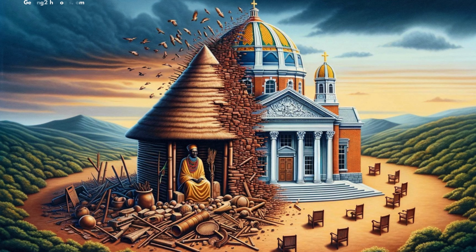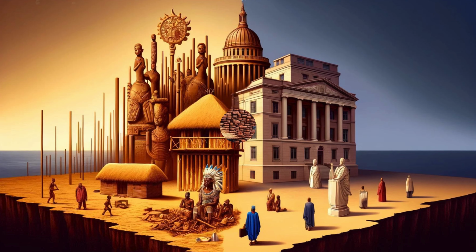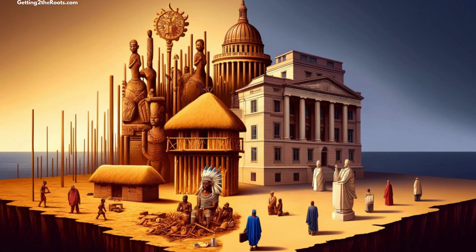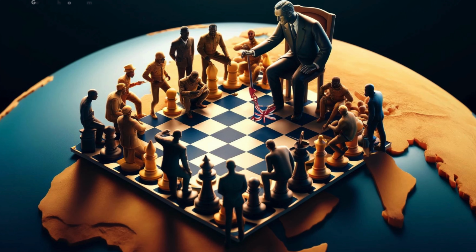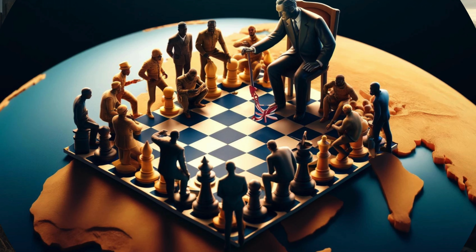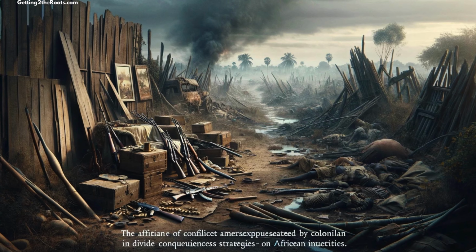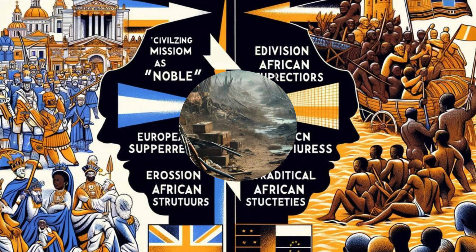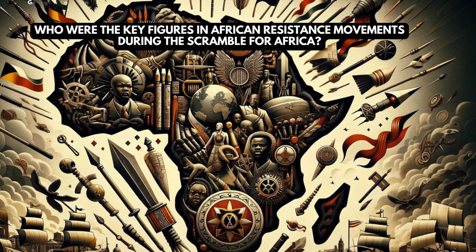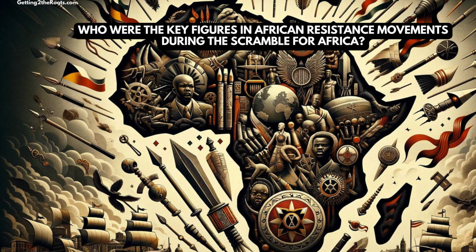Conversely, in Africa, it served to undermine traditional structures and create divisions within societies by promoting European superiority and destabilizing established norms and values. This psychological manipulation was essential in maintaining control over colonized populations, facilitating easier administration and reducing the likelihood of resistance. Who were the key figures in African resistance movements during the scramble for Africa?